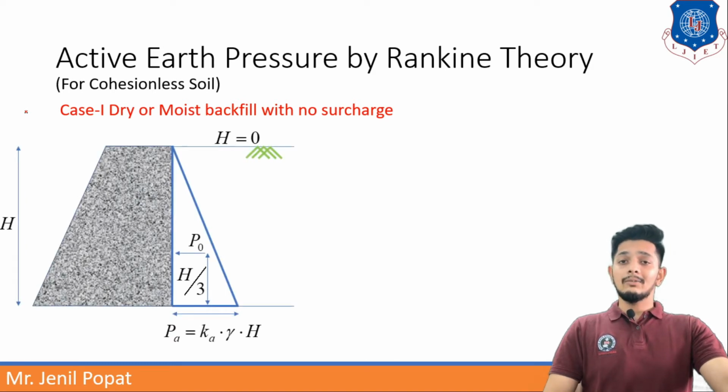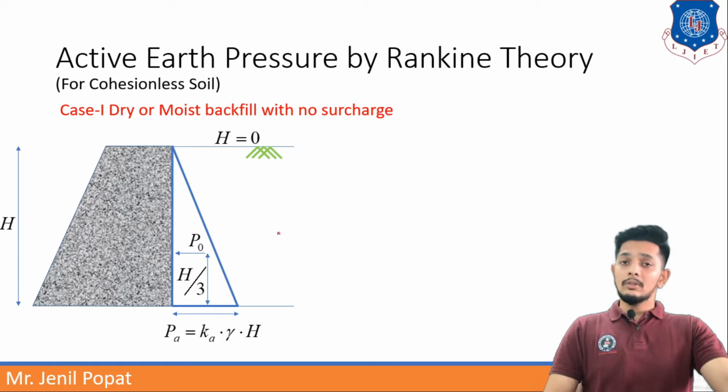Now let us take one example. Let us assume this gray one is the retaining wall, with height h. Now if the pressure is acting by this backfill, which is dry or moist, it will have a pressure diagram like these blue lines. It is in a triangular form. Now P0 pressure is acting at which distance? At h by 3 distance, height by 3, because it will act at the Cg of that.